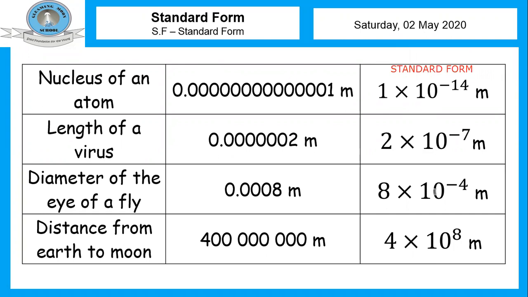So this column here shows you how we can write this now. So instead of writing all this, we write 1 times 10 raised to the power of 14, 2 times 10 raised to the power of -7, 8 times 10 raised to the power of -4, and 4 times 10 raised to the power of 8.